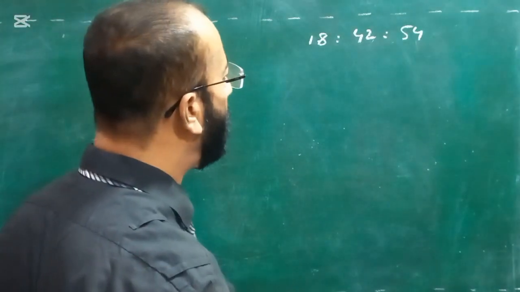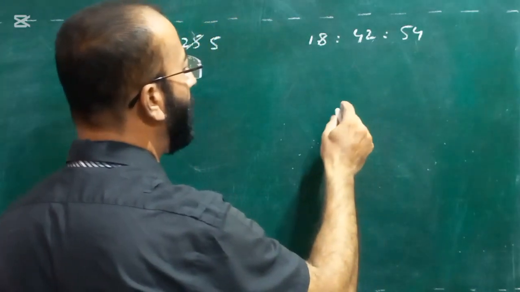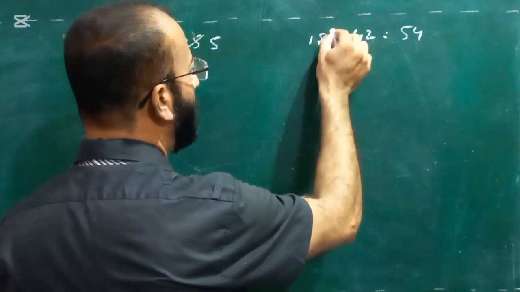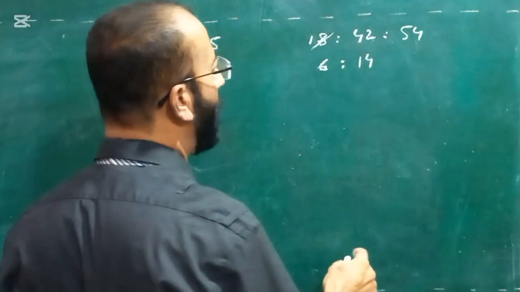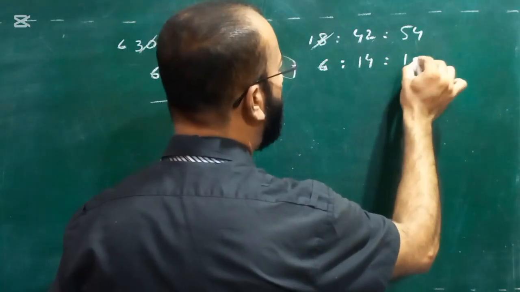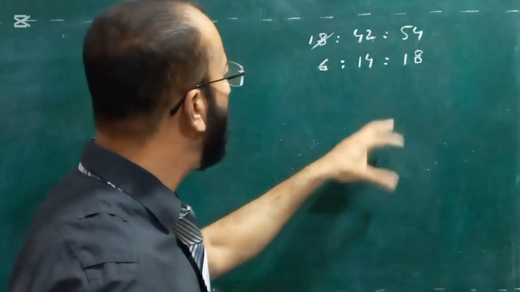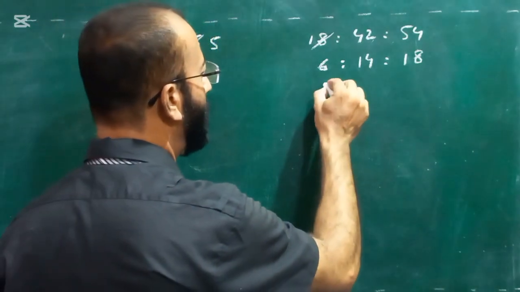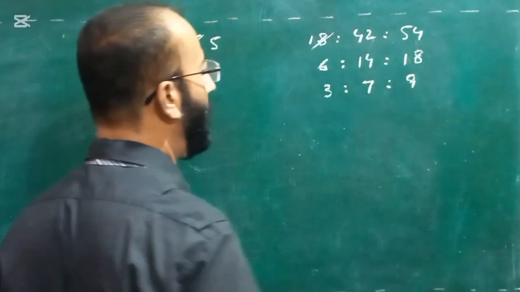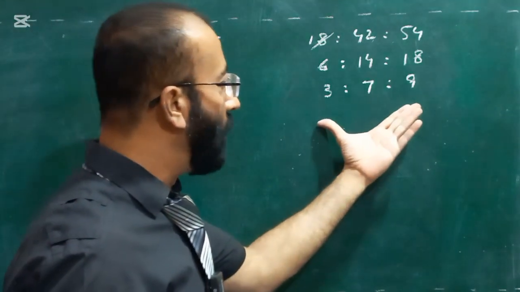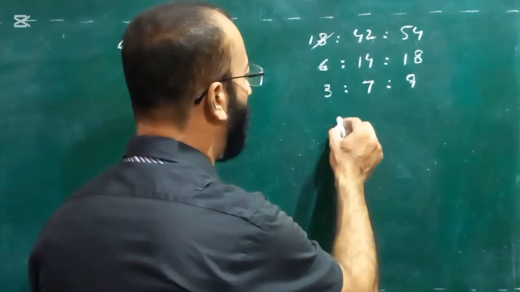If you look at these values now, these three values are coming in the table of 3. So 3 6s are 18, 3 14s are 42, 3 18s are 54. Still these three values are coming in the same table of 2. So 2 3s are 6, 2 7s are 14 and 2 9s are 18. But if you look now, these three values are not coming in the same table. So this is the simplest form of the question.